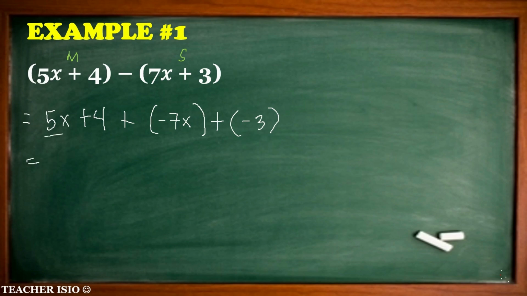So, let's have 5x. Ano ang kasimilar ni 5x dito sa ating solution? Ang kasimilar term niya ay si negative 7x. Which means, pwede natin pagsamahin yan. Please take note, napalitan na natin yung operation na addition. Okay? So, we have now 5x plus 7x.